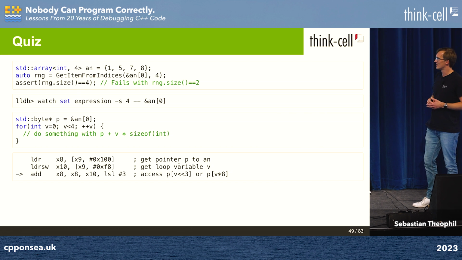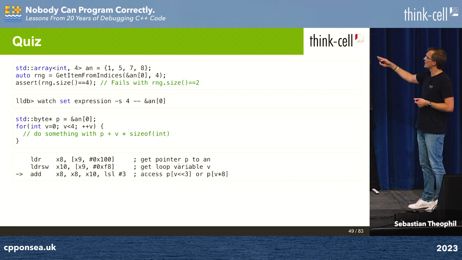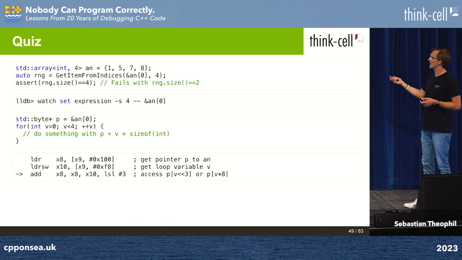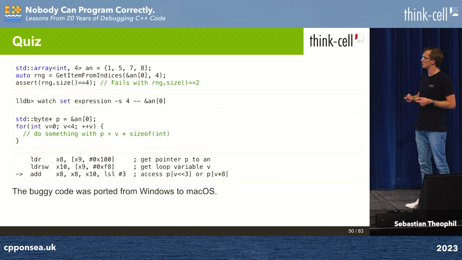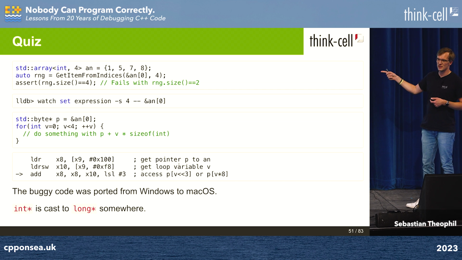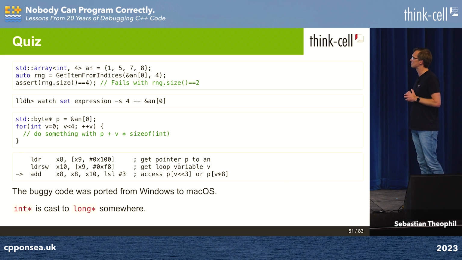That's the bug. They're doing the indexing wrong. Not only that, but I know that get item from indices is Windows code that has been ported to macOS. I could even tell them what the problem probably was. Because on Windows, int and long have the same size, but on macOS they don't. So I guess somebody cast that into a long and forgot about it and didn't change it for macOS.